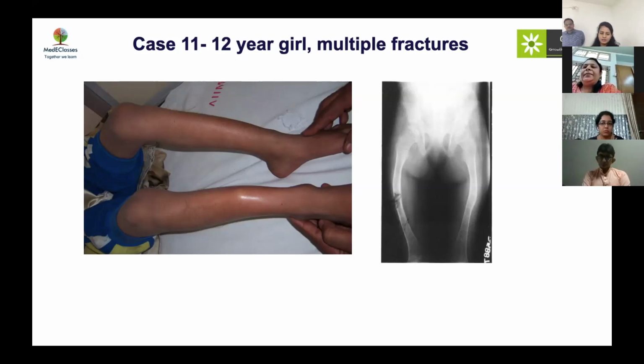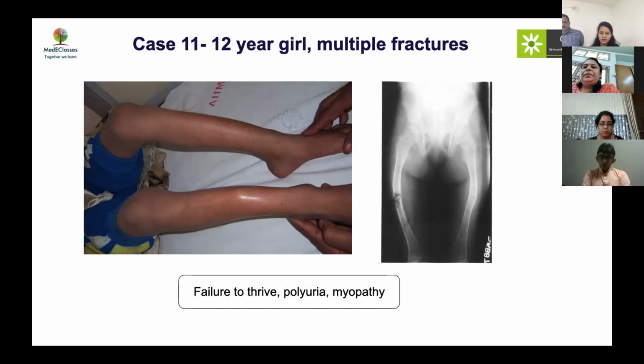On examination, this girl had anterior bowing of tibia bilaterally and X-ray suggestive of marked osteopenia and thin cortex. And she had history of failure to thrive. She was too thin and lean, and she had polyuria, myopathy, plus history of the recurrent neck flop. So, Dr. Neha, what will be the further line of approach for this girl?